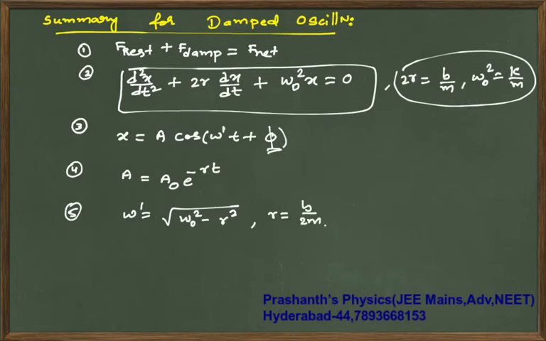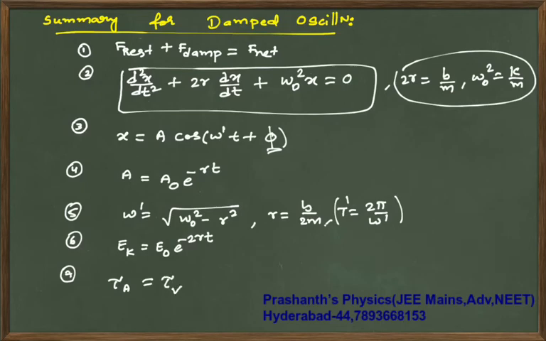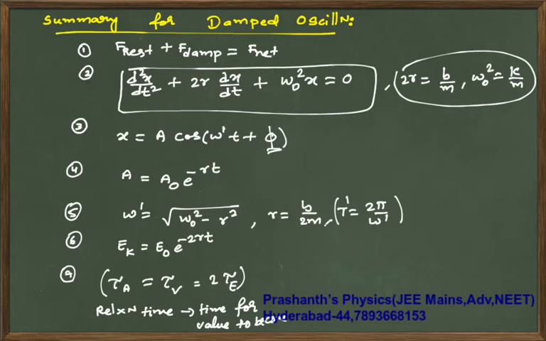Next, your time period T dash is 2 pi by omega dash, which is of course greater than the original time period. Then your energy is E naught times e power minus 2 gamma t. Then relaxation time for amplitude, relaxation time for velocity is equal to 2 times relaxation time for energy. Basically relaxation time is the time for the value to become 1 by e. Next, quality factor Q is equal to omega naught times tau.